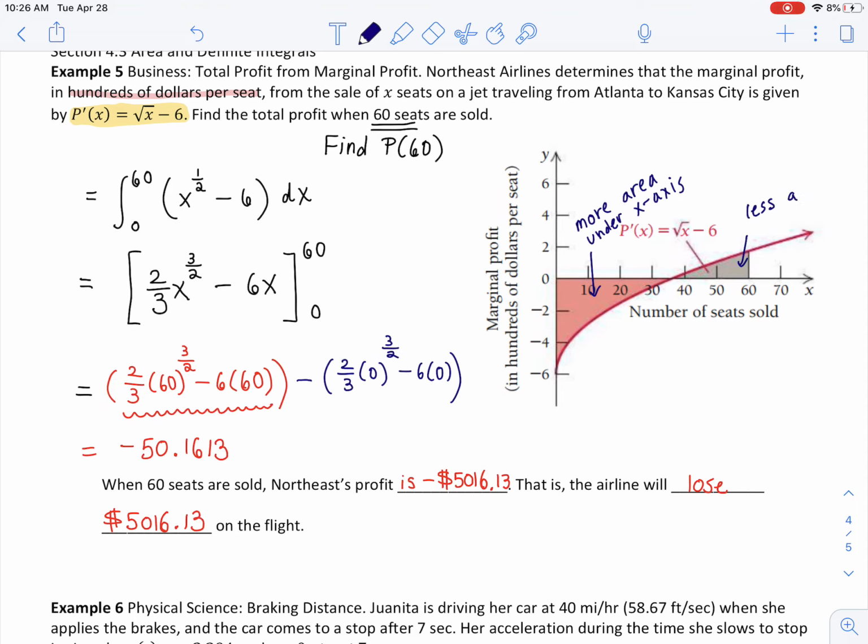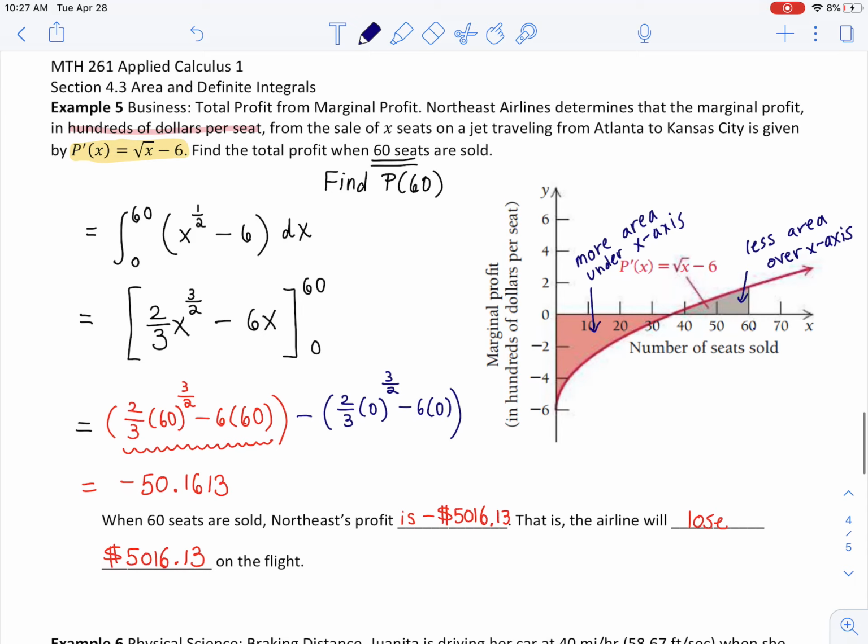Oh, what? I said, why wonder? Less area over the x-axis. That's why we kind of expected to get this negative answer there. So in order for them to make more profit, they shouldn't stop at 60. They should sell more, right? Okay, so that was an example on profit and marginal profit.